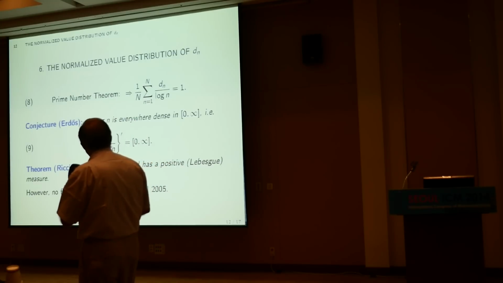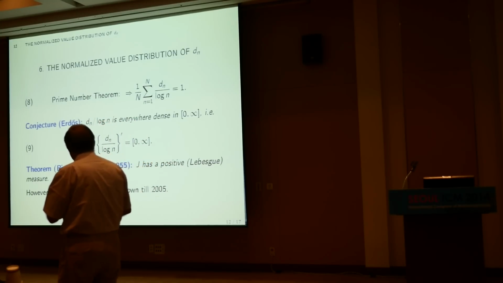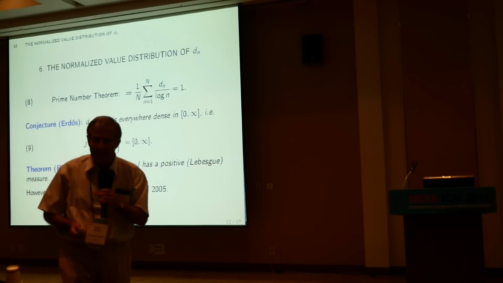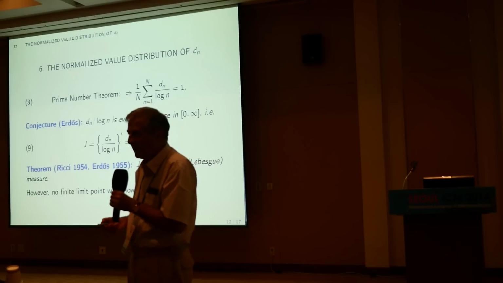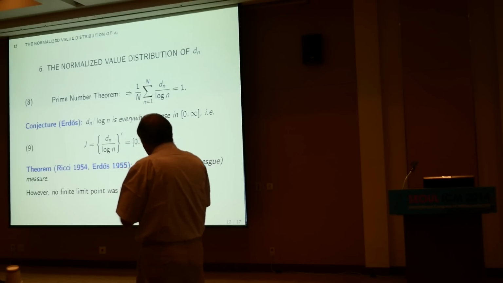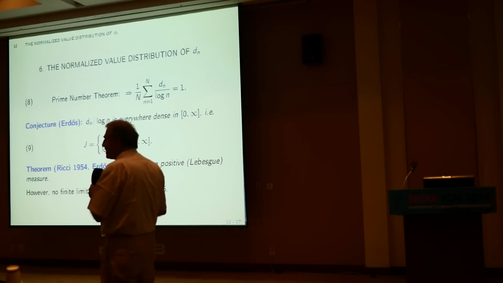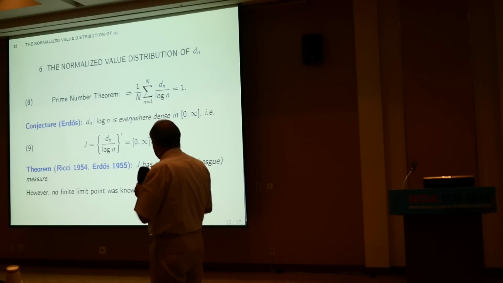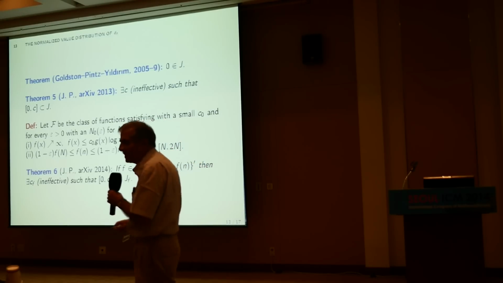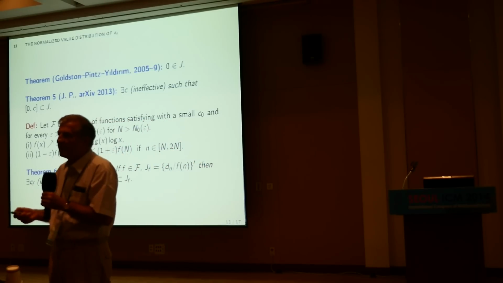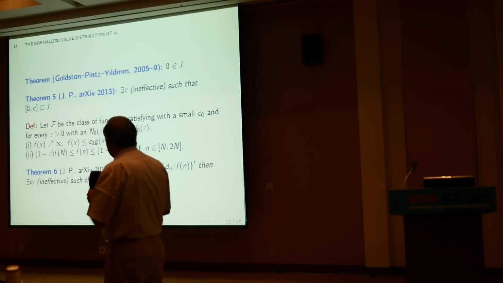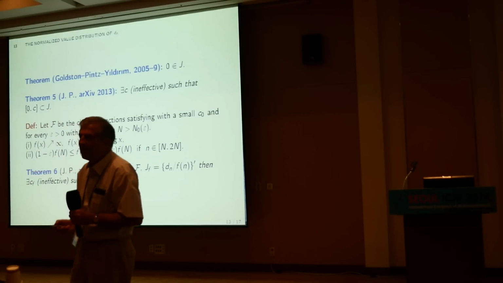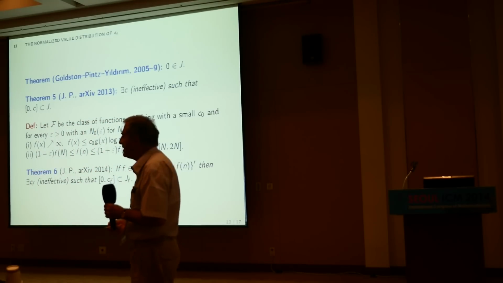Now, concerning the normalized value distribution of D(n), there is another problem of Erdős, that D(n) divided by log n is everywhere dense in [0, infinity]. Despite they could show that this has a positive density, they did not succeed to find any number which belongs to it. And our result shows that the 0 belongs to it. And I could improve this using Zhang's idea, that with an ineffective C, a whole interval around 0 belongs to this set of limit points of D(n) over log n.